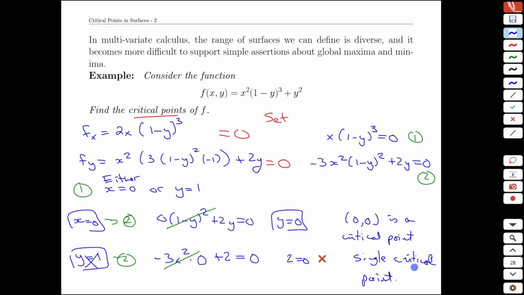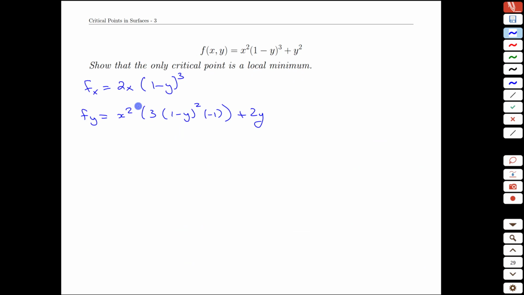All right, let's investigate what type of critical point that is. We're given a little heads up here that we're looking for a local minimum. We've copied over the first derivative information to begin with. Then we find the second derivatives. We're going to have 2 times (1 minus y) all cubed. The y second derivative, got to be a little bit careful here. In fact, let's tidy this up the same way we did earlier.